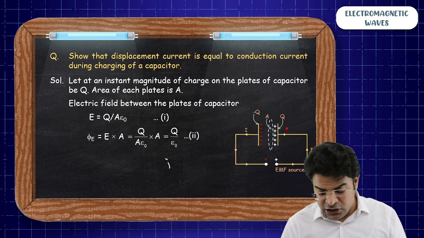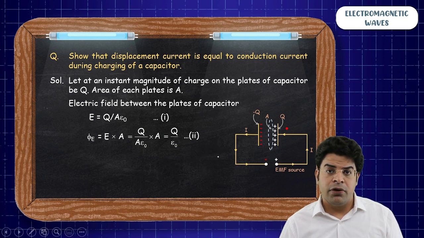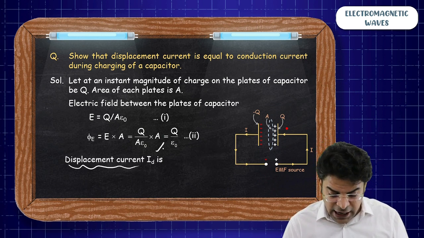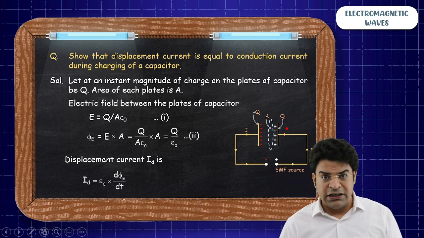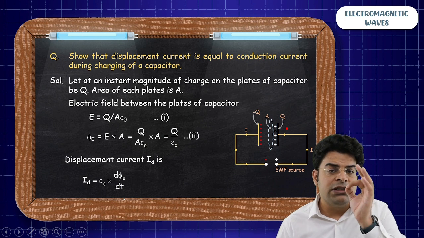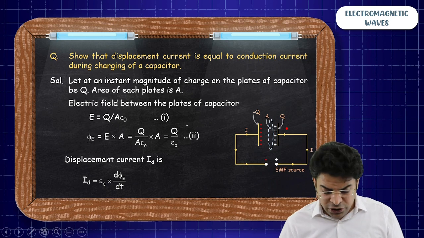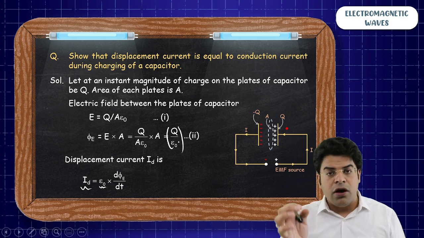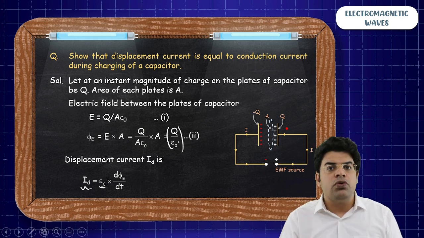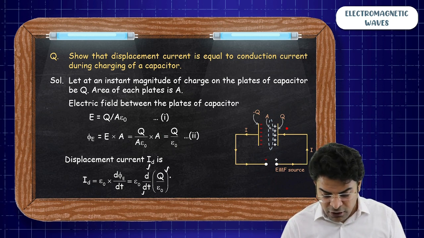Do remember that the displacement current is epsilon naught times the rate of change of electric flux with respect to time. So the displacement current ID is given by epsilon naught times the rate of change of electric flux with respect to time. You know that when the charge on the plate is Q, the electric flux is Q upon epsilon naught. So the displacement current is epsilon naught times the rate of change of Q upon epsilon naught with respect to time. So you will write it as epsilon naught times d by dt of Q by epsilon naught.